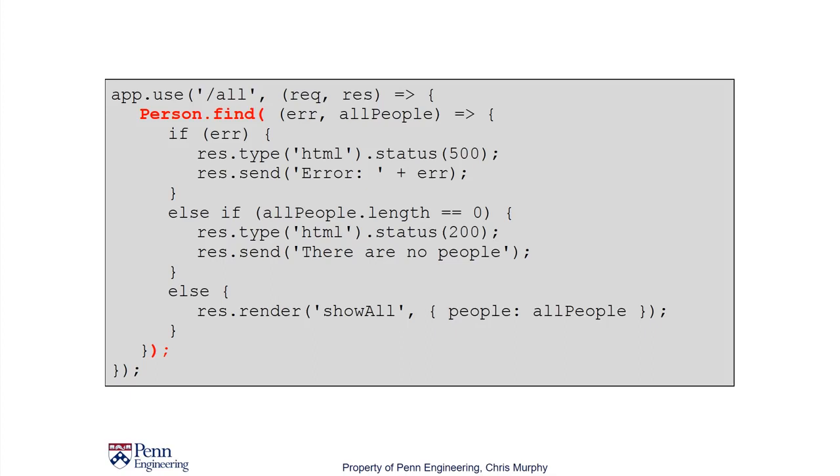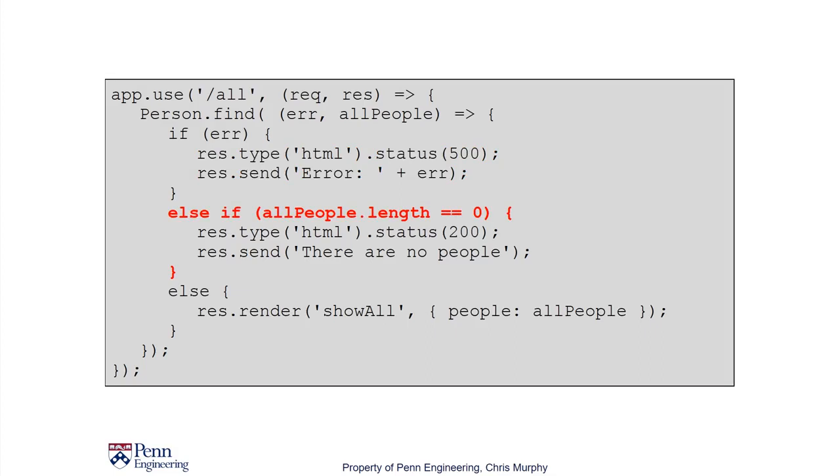Person.find is going to use that person schema and find all of the objects or all of the documents in the database. The argument to person.find will be this callback function that takes any error that occurred and then the array of all the people objects that it found in the database. If there's any error, that means something went wrong with our database. So we'll send back this error message using HTML as the content type, 500 as the status code, and the content will be the body of the error message.